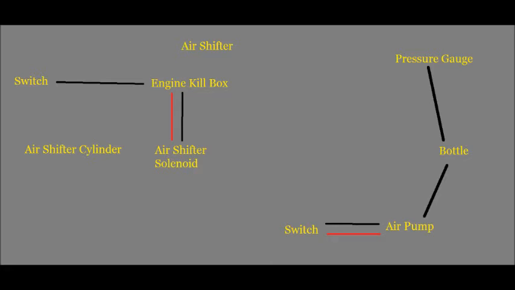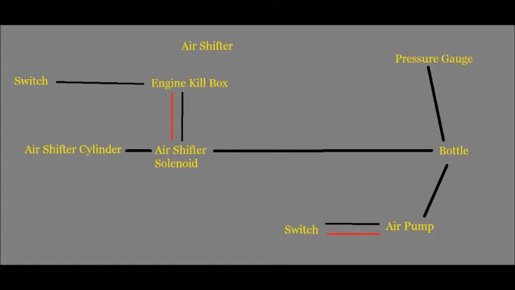We have an air line connected from the bottle to the pressure gauge, an air line connected to the air pump and to the bottle, and an air line going from the bottle to the air shifter solenoid. And last, we have an air line going from the air shifter solenoid to the air shifter cylinder.